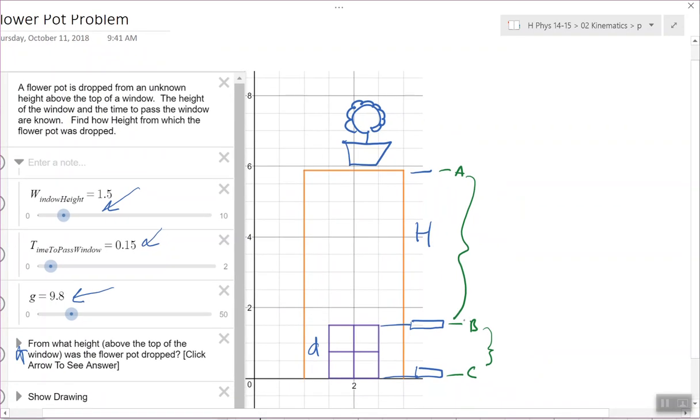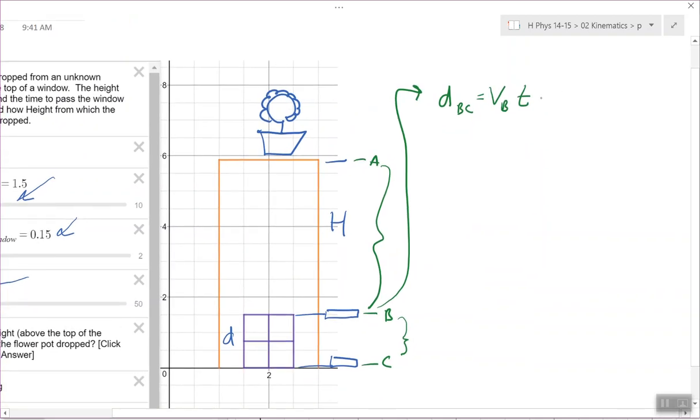Now, what I would do in this version of the question, not that this will always be the formula you use, but here I would use the fact that the displacement between B and C, better known as the height of the window, is equal to the initial velocity there, which is the velocity at point B, times the time to pass the window, minus 1/2 g t squared, because that's the acceleration. Remember, g is just a magnitude, 9.8 meters per second squared. In fact, let's make this positive, because we're just taking down to be positive here.